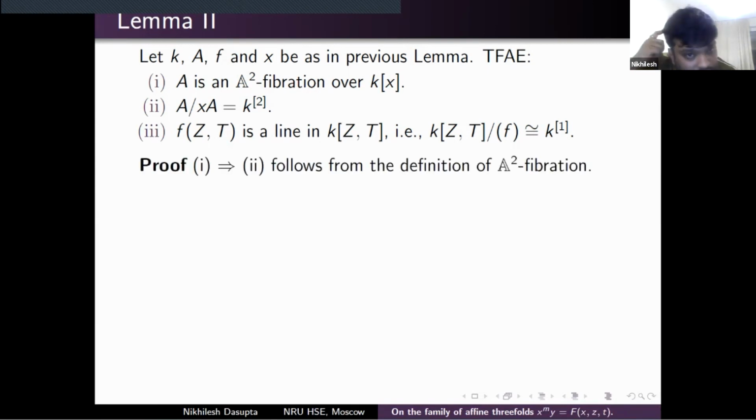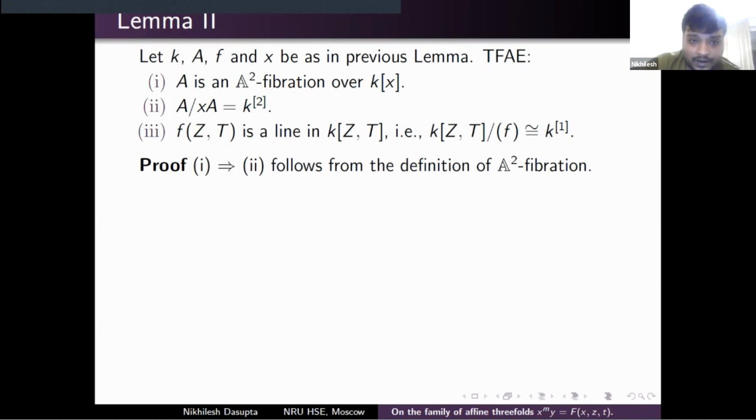So 1 implies 2 follows from the definition of A2 fibration. Well, let's look at the definition of A2 fibration. Recall the definition: finitely generated, flat, and everything, that is fine. The main thing was, if you tensor with a prime ideal P of R, A tensor P should be K_P^N.